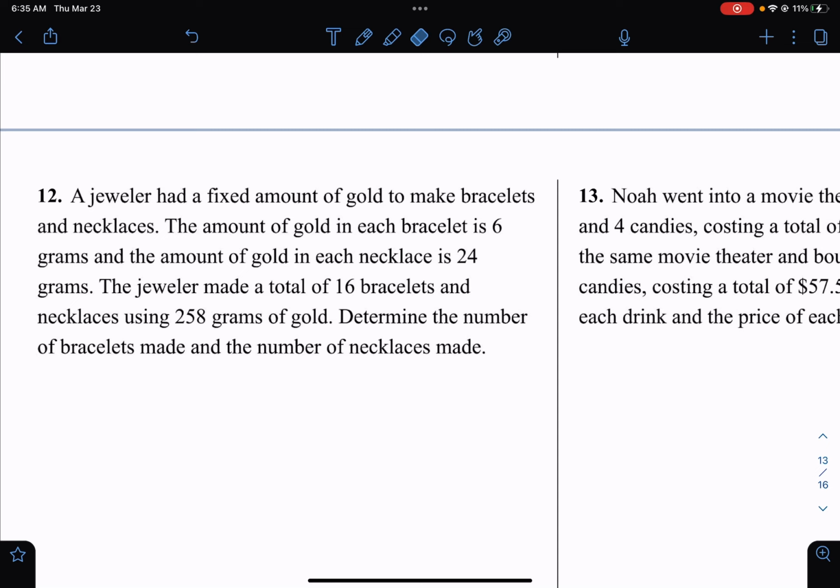All right. So it says a jeweler had a fixed amount of gold to make bracelets and necklaces. The amount of gold in each bracelet is 6 grams, and the amount of gold in each necklace is 24 grams. The jeweler made a total of 16 bracelets and necklaces using 258 grams of gold. Determine the number of bracelets made and the number of necklaces made. So let's use B for bracelets. That's going to be our number of bracelets. And N for our number of necklaces.